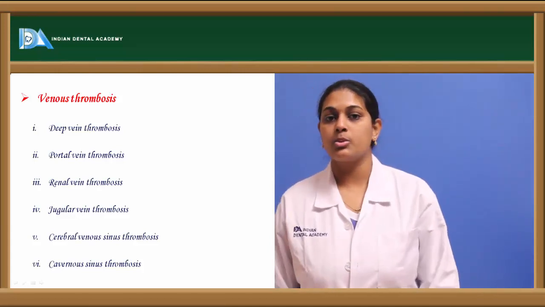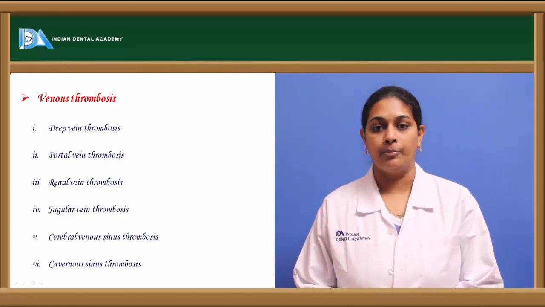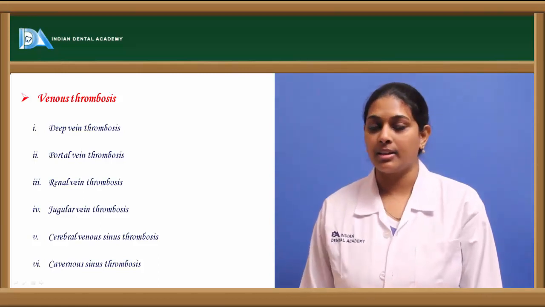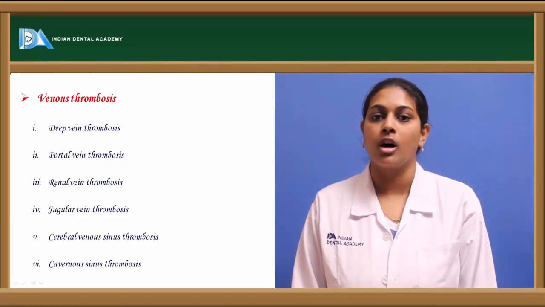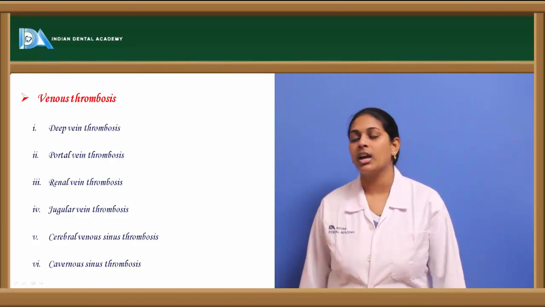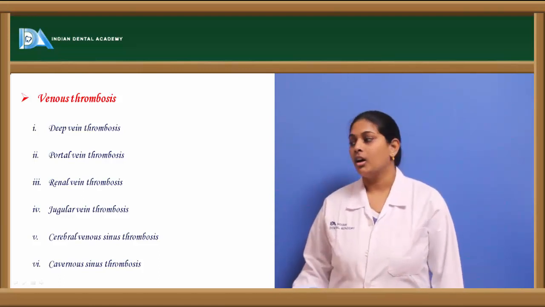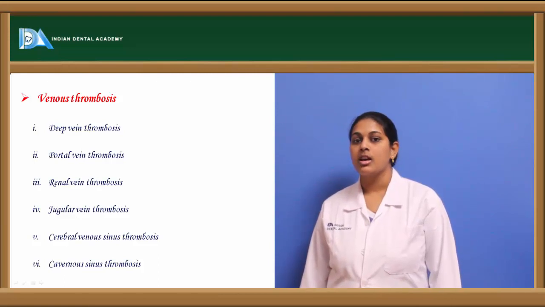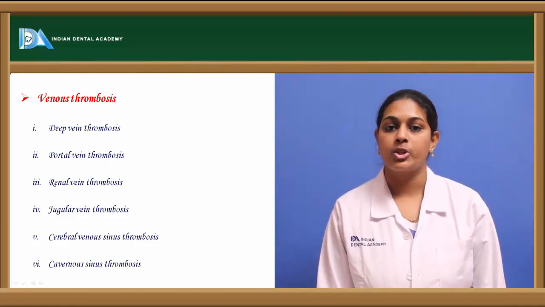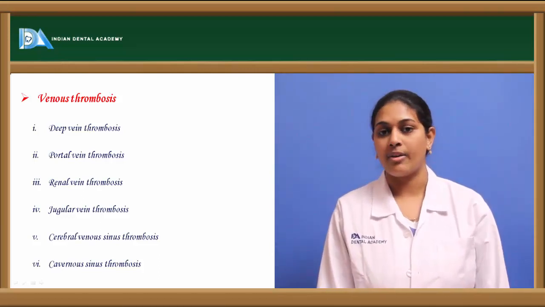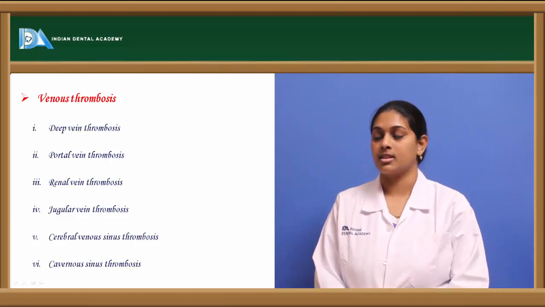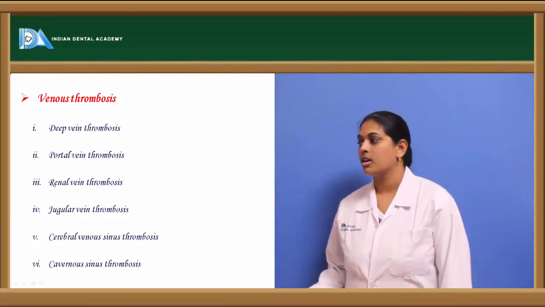Coming to jugular vein thrombosis, the jugular vein is usually a deep vein, and with the occurrence of jugular vein thrombosis, there are conditions which can be seen such as pulmonary embolism. Coming to the other deep vein thrombosis which affects the cerebral venous sinus, that is cerebral venous sinus thrombosis, where this structure is blocked because of the formation of a blood clot. And the other condition is cavernous sinus thrombosis. The thrombus formed in the cavernous sinus results in this condition. This is what explains the types of venous thrombosis.